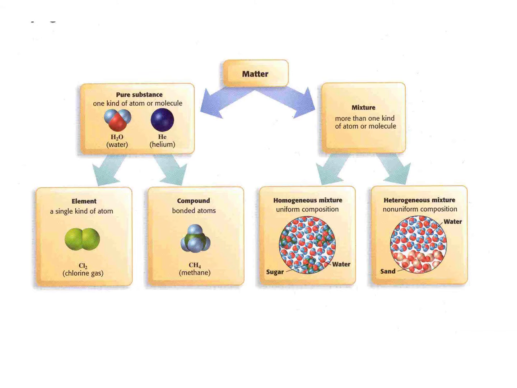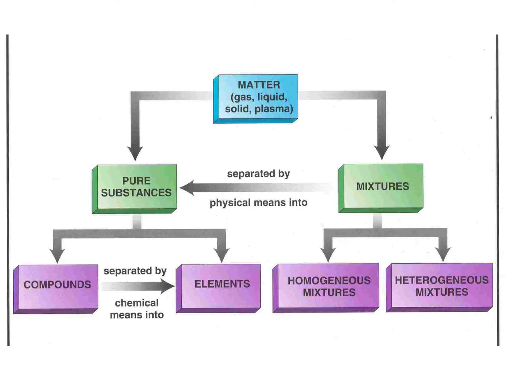Here's our chart again. Organization of matter. Here's a different chart. I like it because it reminds us of some important things. Same stuff is happening. Matter can be solid, liquid, or gas. And of course, the fourth state of matter that we never really talk about in our class is plasma. Matter can be divided into two substances, pure substances and mixtures.